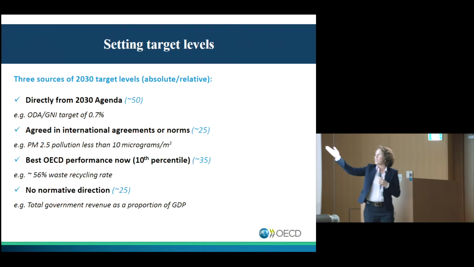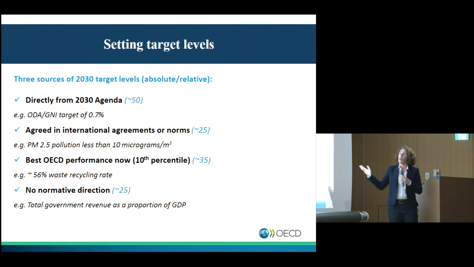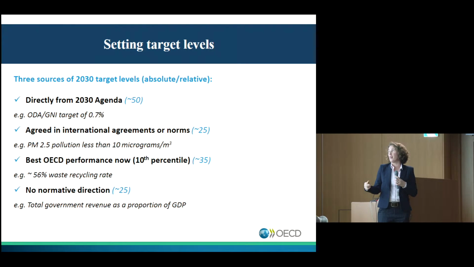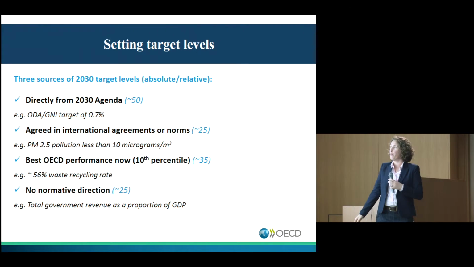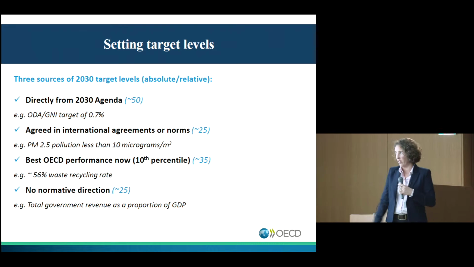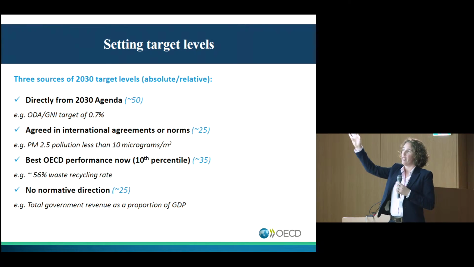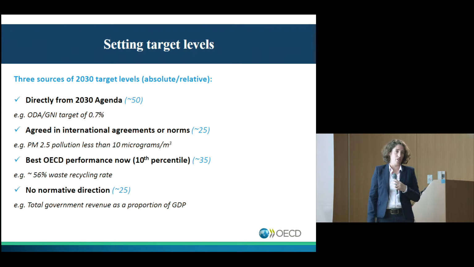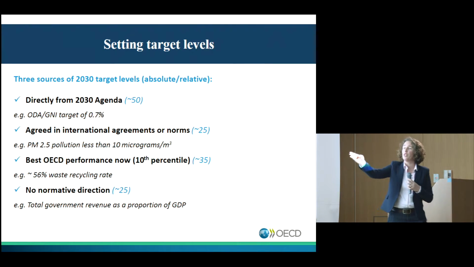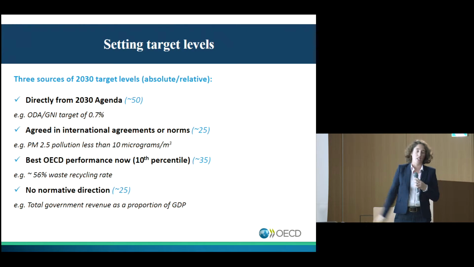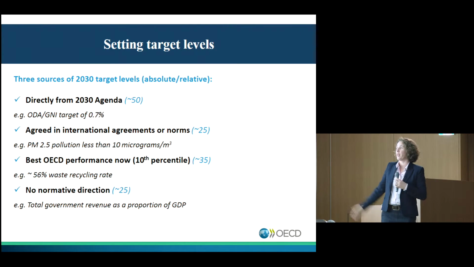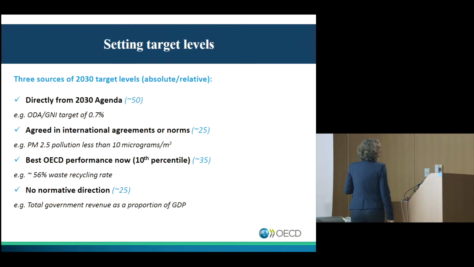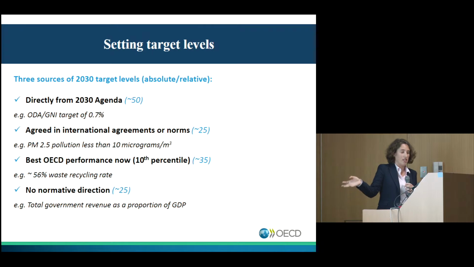And then when we don't have an explicit target, we use what we call the implicit target, which is what has been agreed in international agreements or norms, what the experts say should be. So for example, for the air pollution goal, we use the WHO recommendation on PM 2.5. And when we have neither explicit nor implicit, we use the best OECD performance. So we take the top 10th percentile, that's usually the third best performing country. So for example, for increasing recycling of waste, we take what is currently the third best performing country, which gives us 56% as a target to go for.